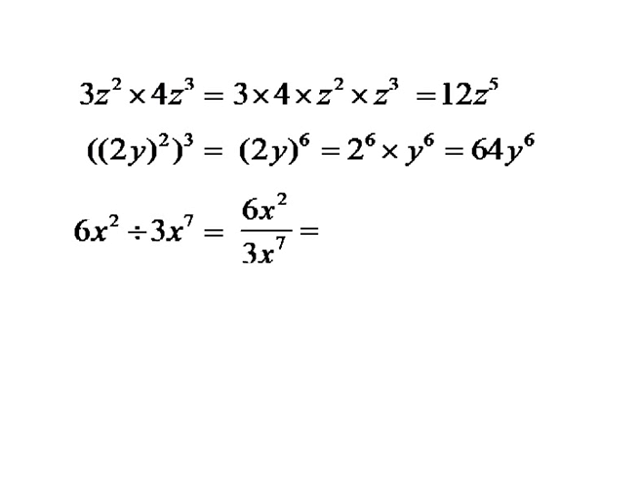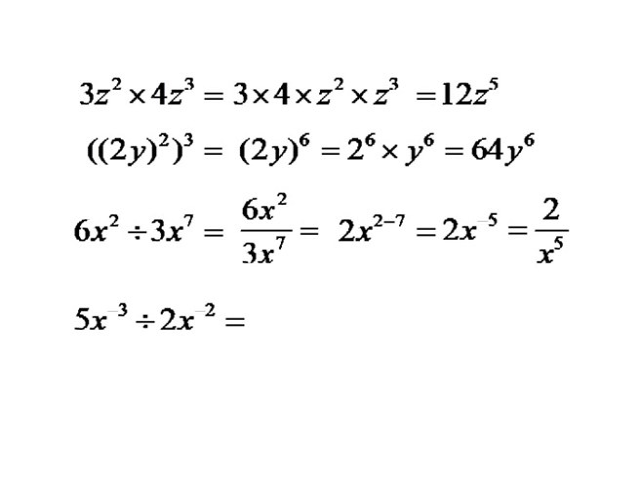Third example, 6x squared divided by 3x to the 7. That's 6x squared over 3x to the 7. So 6 divided by 3 is 2, and by the rule for division, x squared divided by x to the 7 is x to the 2 minus 7. So we get 2x to the minus 5, which we could also write as 2 divided by x to the 5. Finally, one last example, a little bit trickier. 5x to the minus 3 divided by 2x to the minus 2. Well, we do 5 divided by 2, and then again, by the rule of division, x to the minus 3 divided by x to the minus 2 is x to the minus 3 minus minus 2. And that gives us 5 over 2 x to the minus 3 plus 2, or 5 over 2 x to the minus 1.